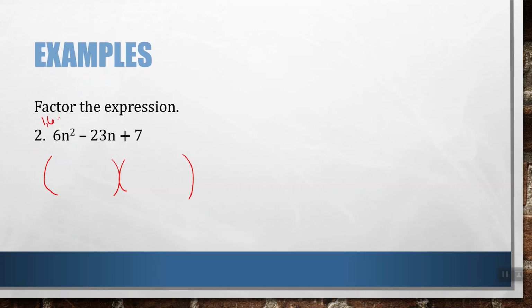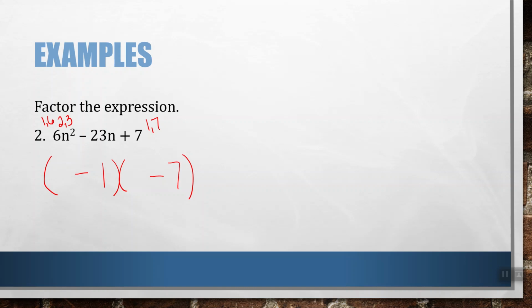1 times 6 and 2 times 3. So I have a couple different sets I might have to try. 7, though, is just 1 times 7. The sign is positive in the back, which means my signs will be the same and they match the middle term, so they're both going to be subtraction. Since 7 is prime, I'm going to start back there. I'm going to put a 1 and then I'm going to put a 7.